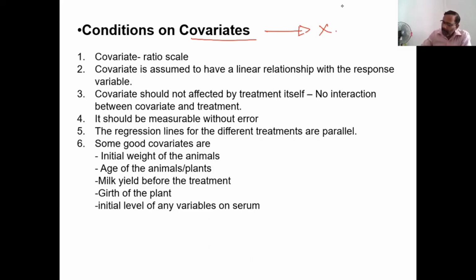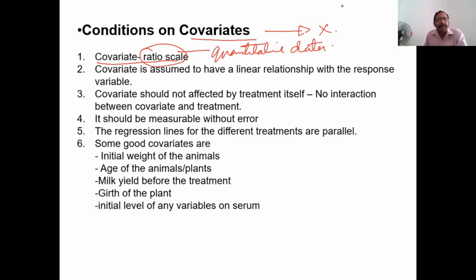Normally, a covariate comes in a ratio scale of measurement, but this is not necessary or compulsory. Sometimes it comes as count data also, but it is quantitative data. Definitely, the covariate is quantitative data.